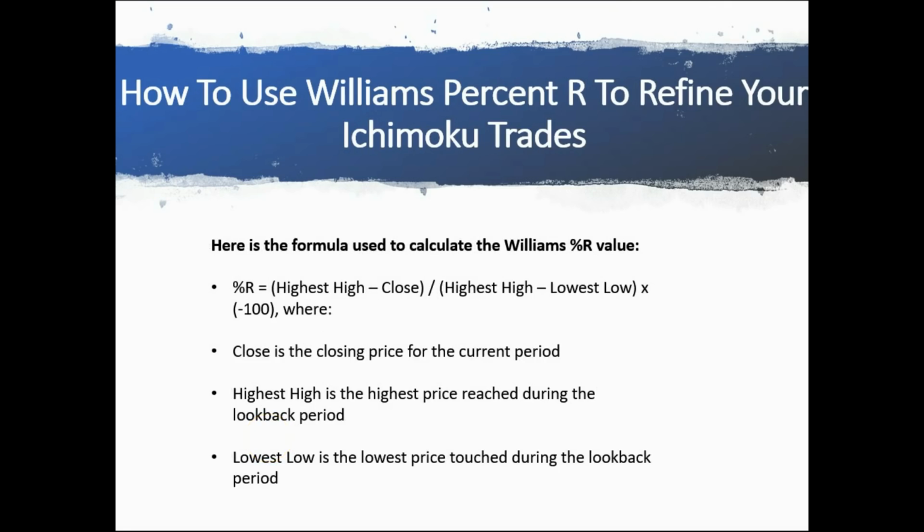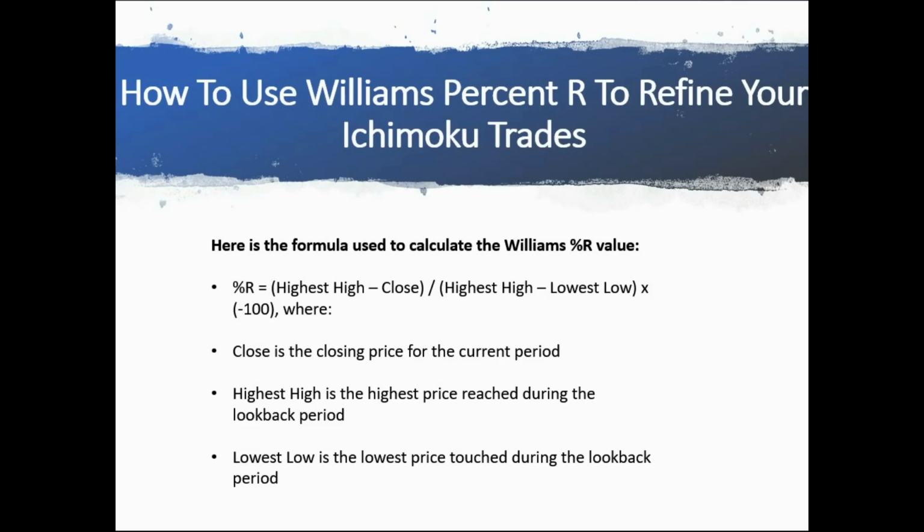So here's the formula used to calculate the Williams percent R value. Percent R equals the highest high minus the close, divided by the highest high minus the lowest low, times negative 100, where the close is the closing price for the current period. Highest high is the highest price reached during the look back period, which would be 5 for us. And the lowest low is the lowest price touched during the look back period.